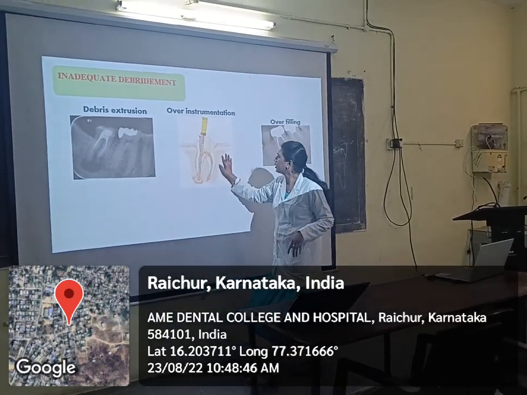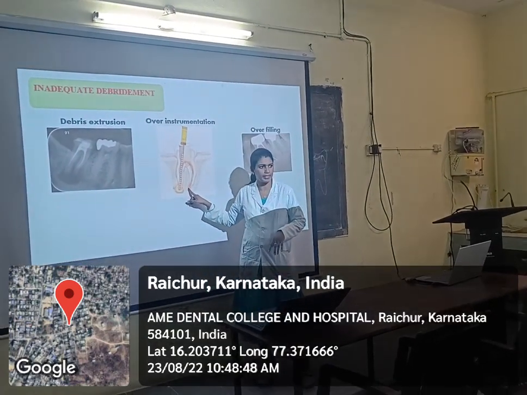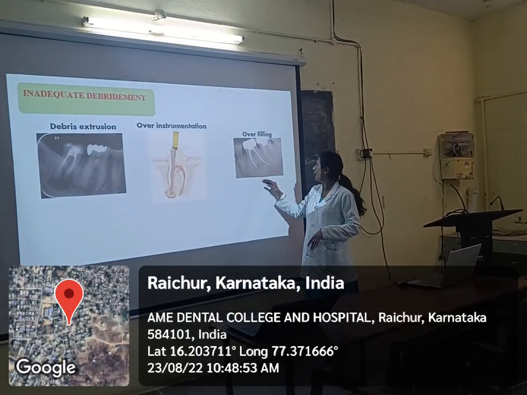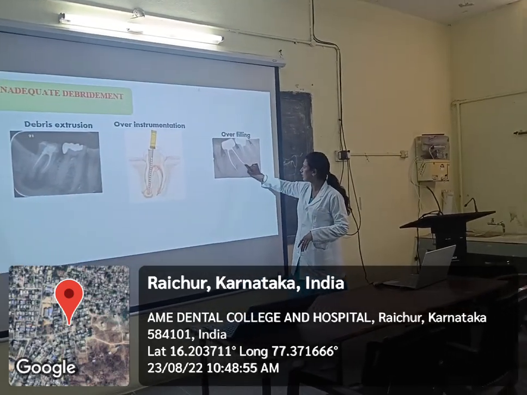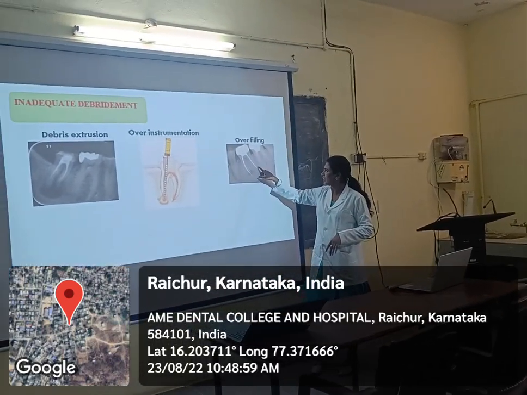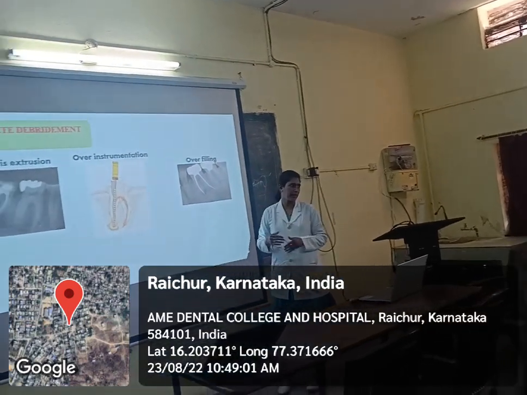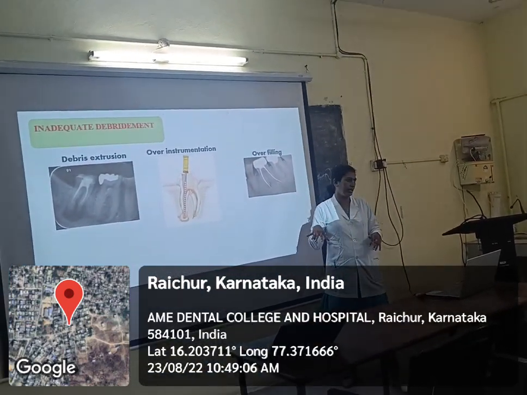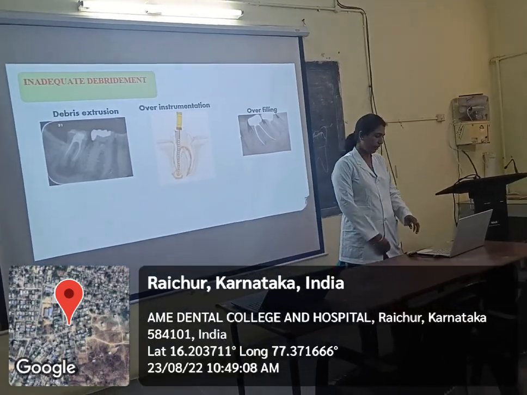Okay, and here is over instrumentation. Here this is the apex, but it has crossed beyond the apex. This is called over instrumentation. And here, overfilling. Still here is the apex, you can appreciate this, right? Still here is the apex, but the GP points are extended beyond the apex. It acts as a foreign body to the periapical area. It again results in a flare-up.